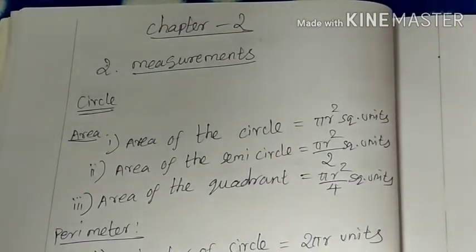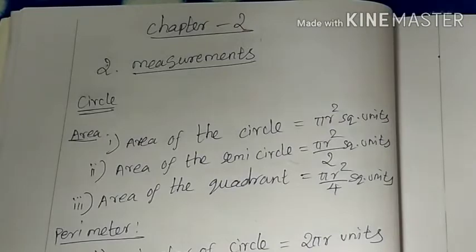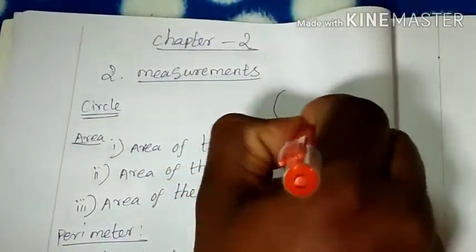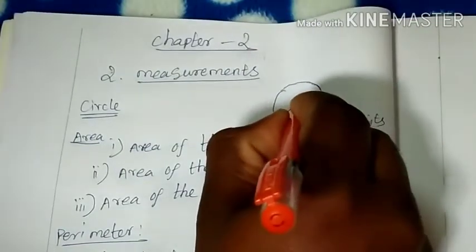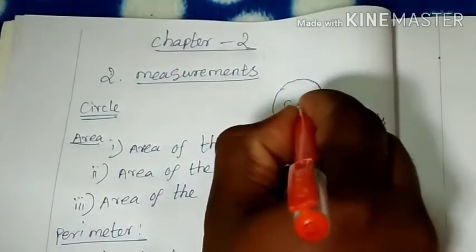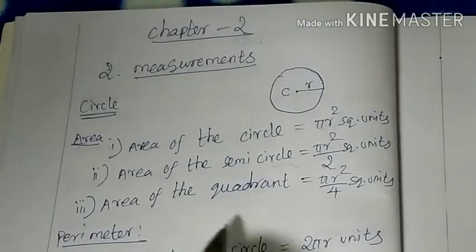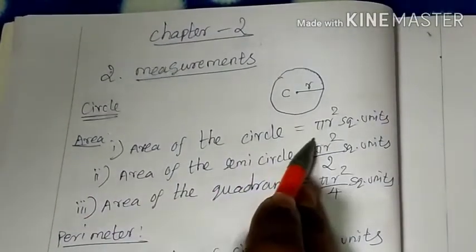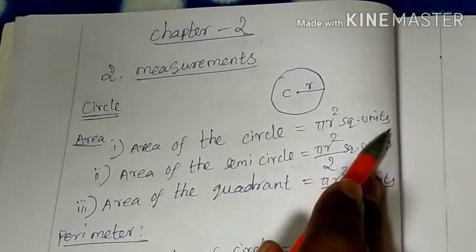Welcome to Maths class. In this class, we are going to see about measurements, chapter 2. We have already learned how to find the perimeter and area of shapes like the circle. The circle is in the form of this. This is a fixed point, and this is the radius. The area of the circle is equal to pi r square units.